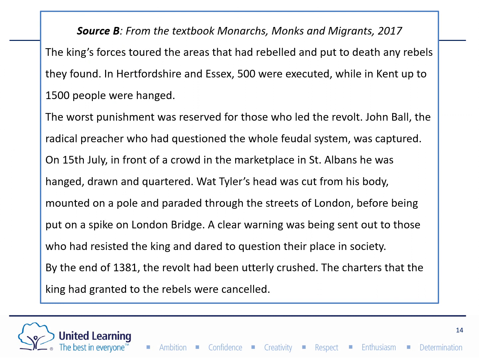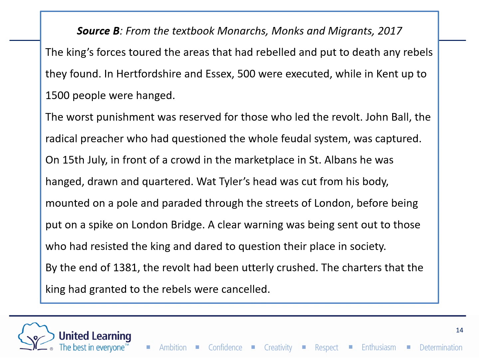So, source B, from a textbook, Monarchs, Monks and Migrants, 2017. The king's forces toured the area that had rebelled and put to death any rebels that they found. In Hertfordshire and Essex, 500 people were executed, while in Kent, up to 1,500 people were hanged. That's about 2 loads of Barnsley Academy students lined up and hung.